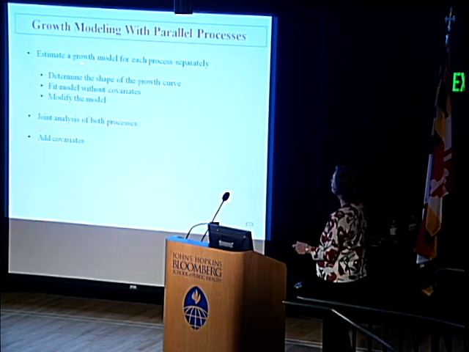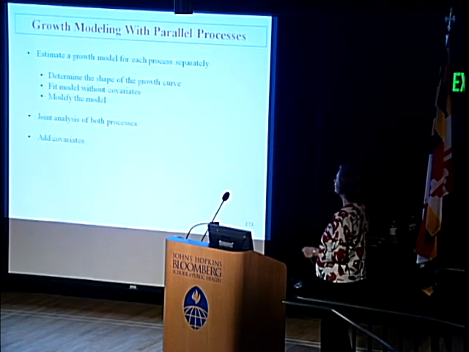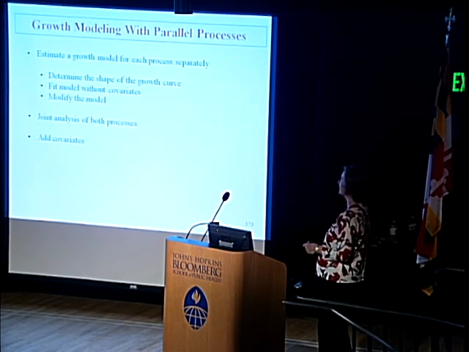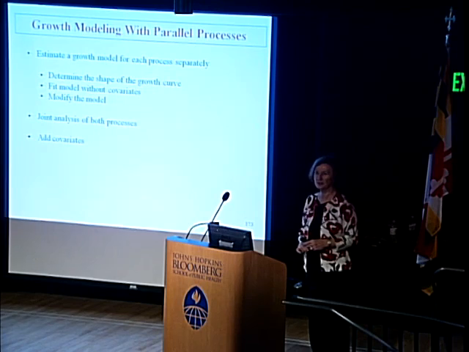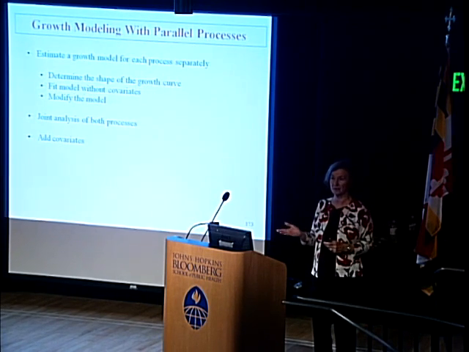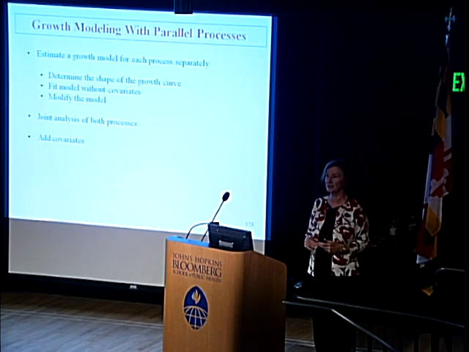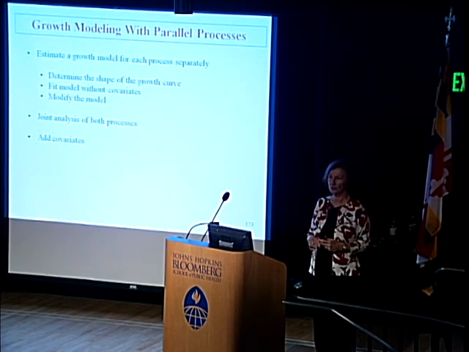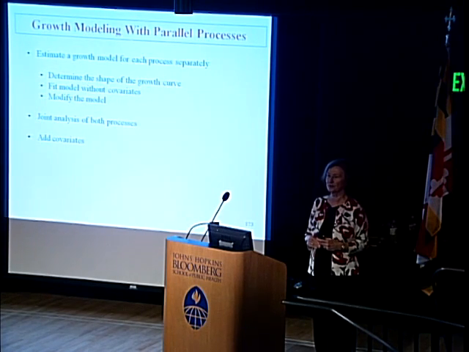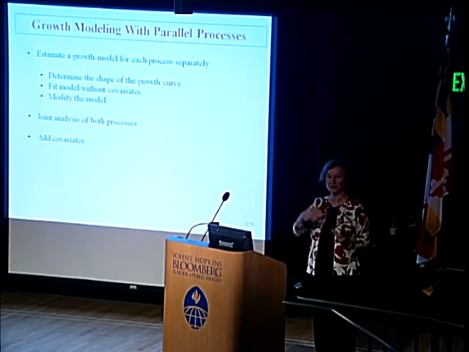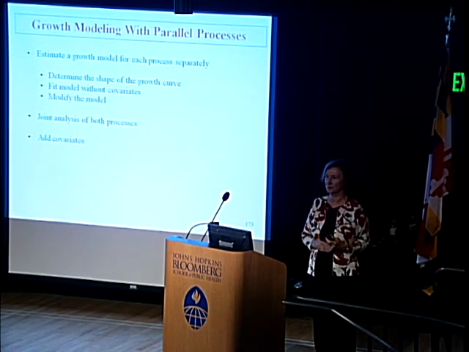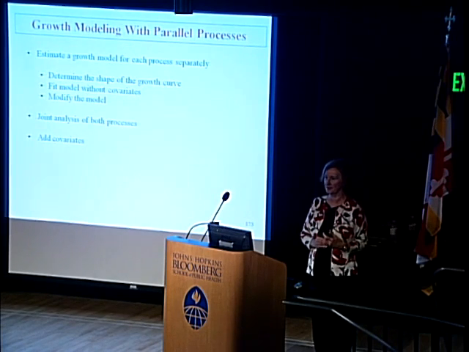So the first thing that you would do would be to estimate a growth model for each process separately. It's unclear that they're going to have the same shape. We don't know that, so we have to investigate each one separately. You want to find a well-fitting growth model for the two processes. And the reason we would want to then put them together is because we want to understand how they relate to each other. We want to look at the relationship between their growth factors and other things.